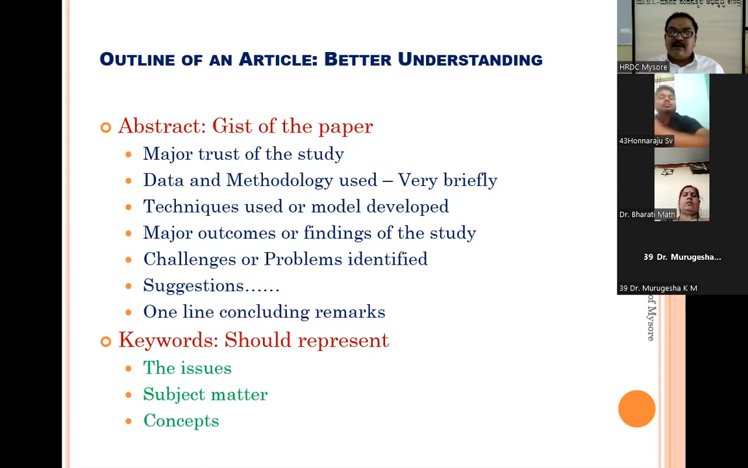There are two ways of writing abstracts. For a conference, first they call for the abstract, then they call for the full papers. But in that case, you tentatively write what you are going to do in your paper.